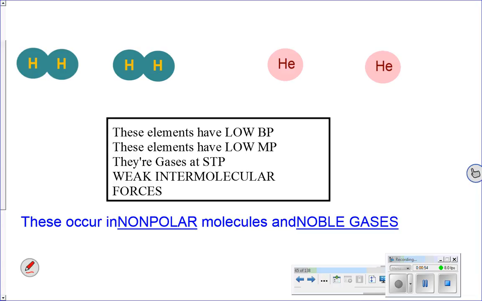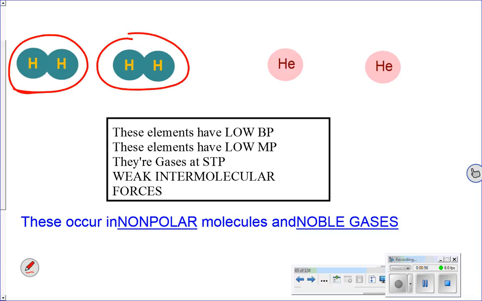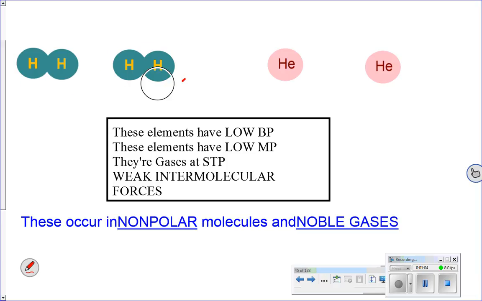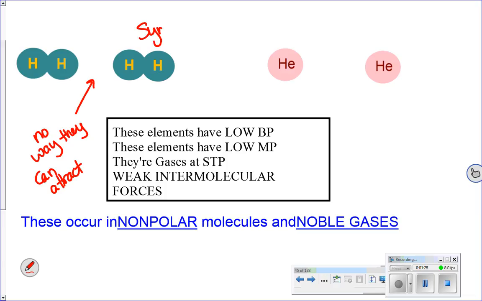If you look at a nice nonpolar molecule like H2, these two H2 molecules, their electron clouds are so symmetrical that they don't have any regions of charge on them. Because they have no regions of charge, they have no way of attracting one another. There's no way that they can easily attract one another because there's no charges involved. We have a very, very symmetrical molecule with an even distribution of charge.